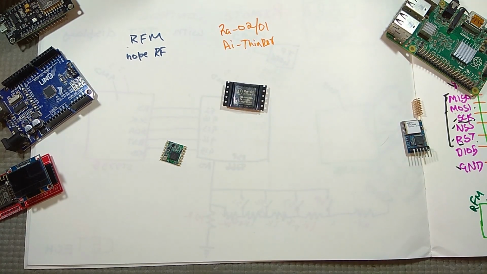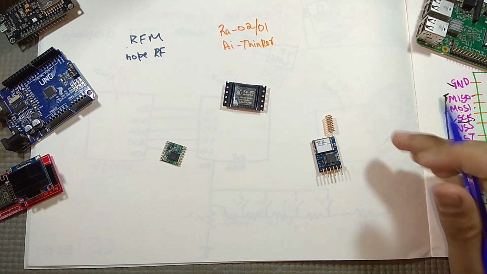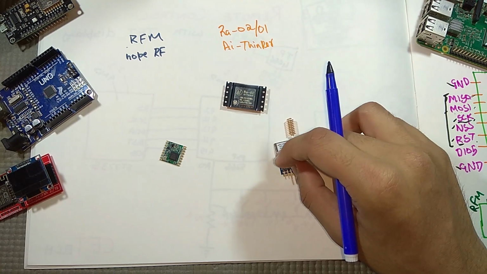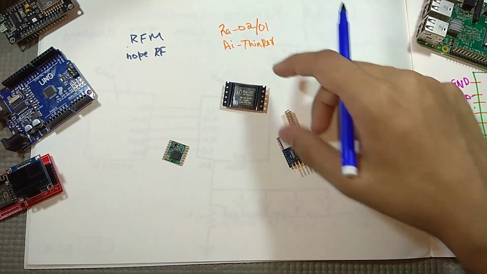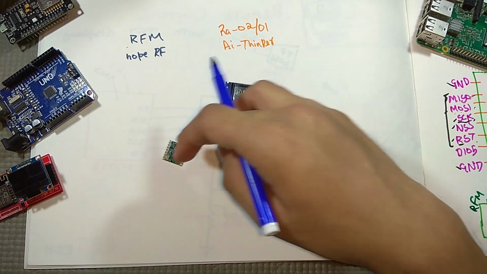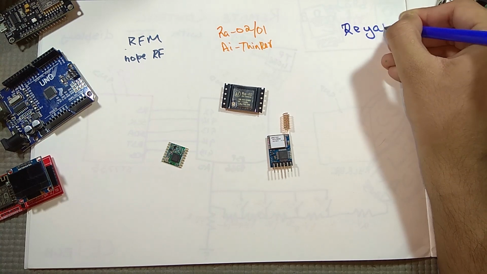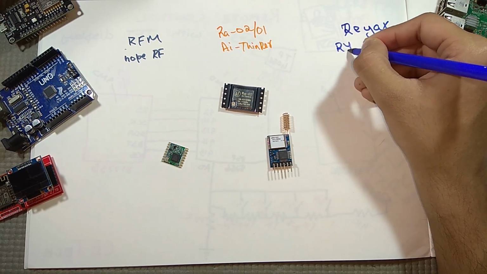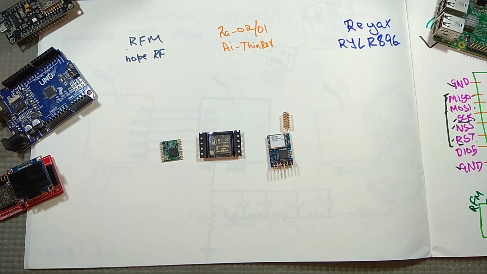And the third module that we are mentioning today is the Reax module, which I find is the best module for usage purpose, for a prototyping hobby purpose, but it is a lot more expensive than these two modules. It's like three times the cost of these modules, so we have to take that into consideration. So the company is Reax and the module name is RYLR896. Firstly, let's talk about the cost.